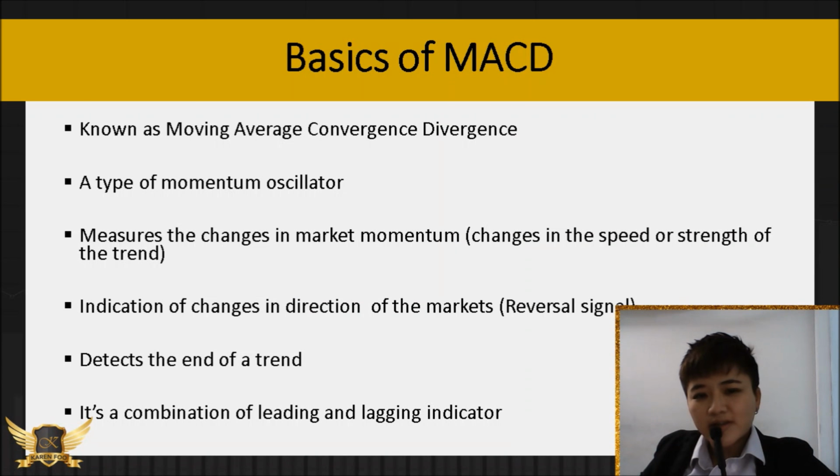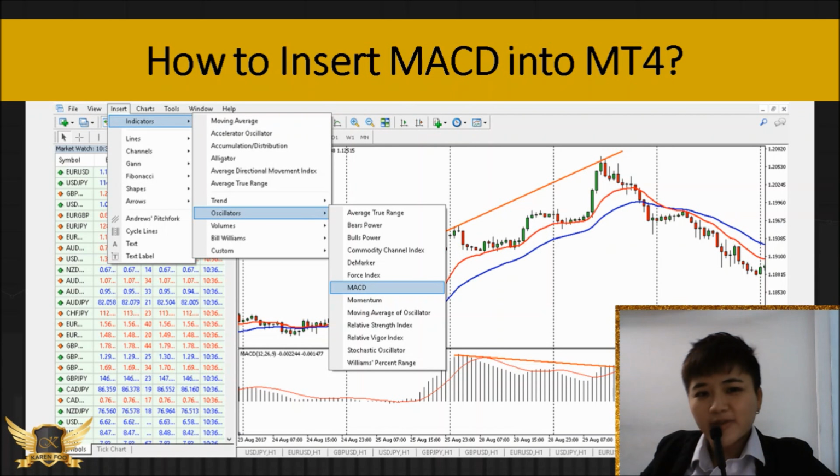So how do you insert MACD into your platform? If you go to your MetaTrader 4 platform, what you need to do is, hold on a second, go to Insert and then go to Indicators. Then you need to go to Oscillators. Then when you click on MACD, you see this window at the bottom right here. So this is your MACD. Now I know you may be confused. What's this line all about? What's this vertical line all about? Don't worry, later I'm going to share with you what all these things are, okay?